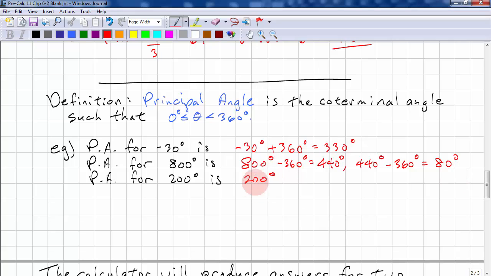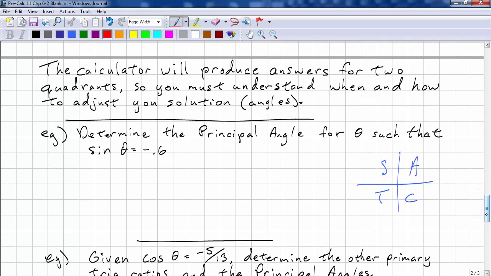And one reason for converting to the principal angle is that it's easy to tell what quadrant the angle is in. And the calculator will produce answers for 2 quadrants, one for the positive, one for the negative, and you need to understand when and how to adjust your solution. And one way is to always take the inverse trig function of the absolute value of the ratio. Anyways, we have determined the principal angle for theta such that sine theta equals -0.6.